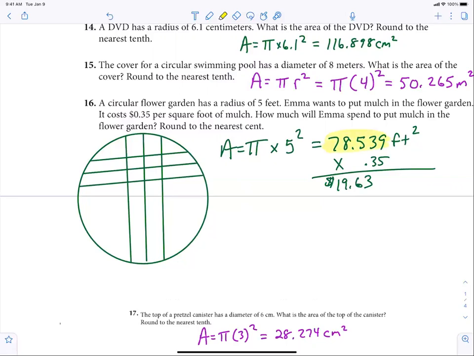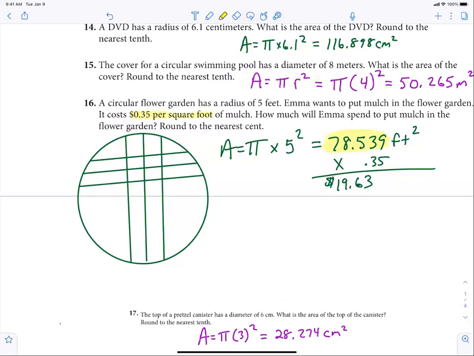This is what I need you to understand. For each square, it's costing me 35 cents. That's why you multiply. I got $7.41. How did we get 19? Who said 19.60? I got something so different.